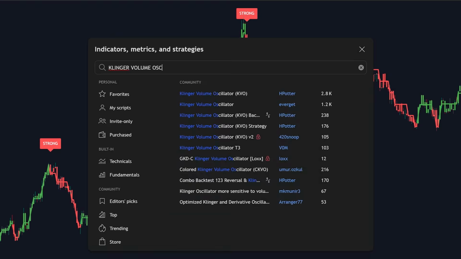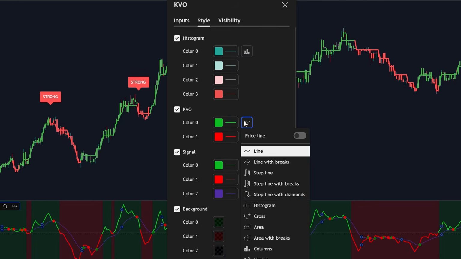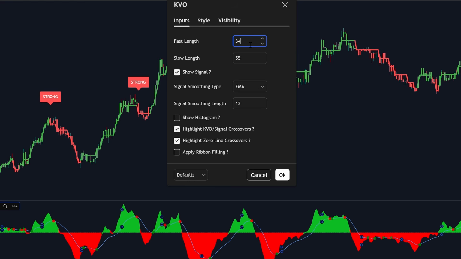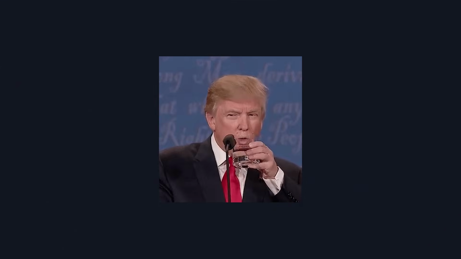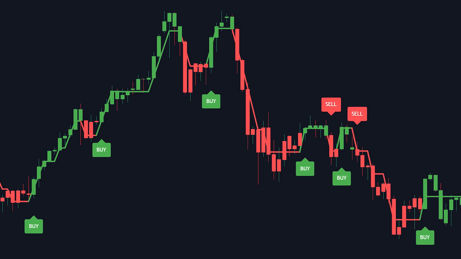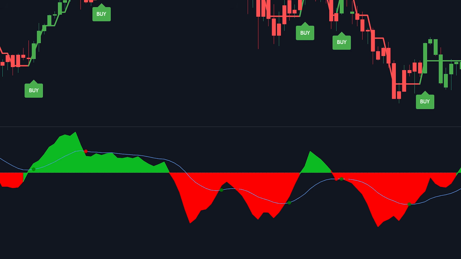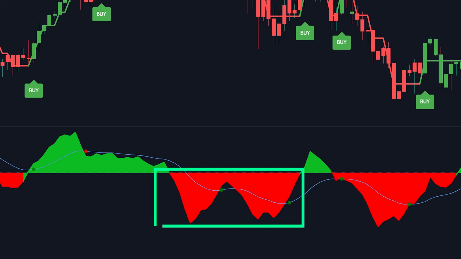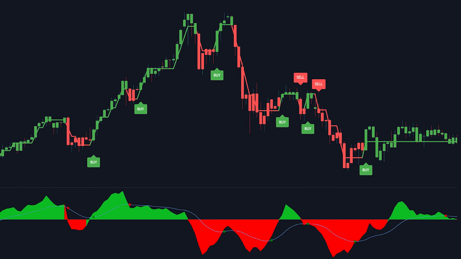Search Klinger volume oscillator by Everget. Change the display to area, fast length from 34 to 29, signal smoothing from 13 to 16. Now you have a filter. Only act on a Q-Trend signal when the Klinger area agrees. Green for buys, red for sells. If they don't agree, you sit on your hands.